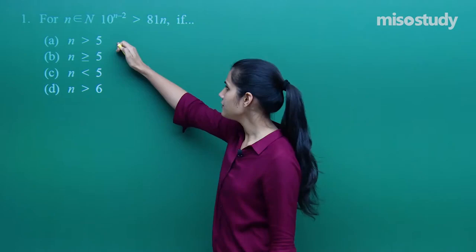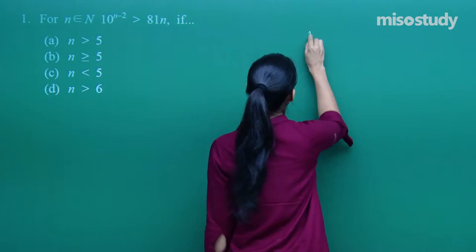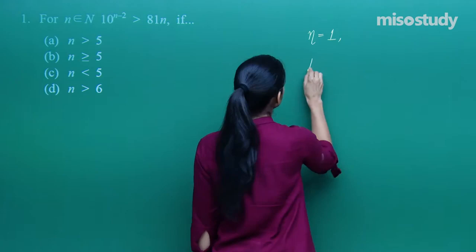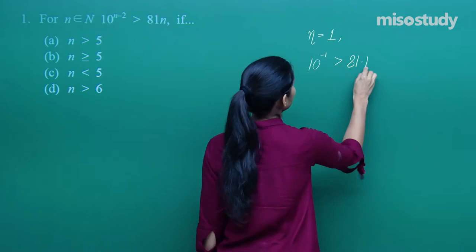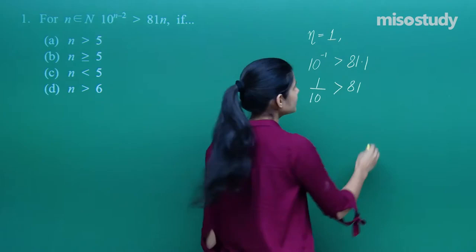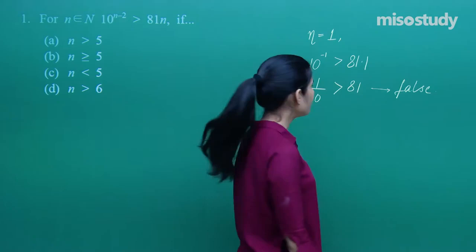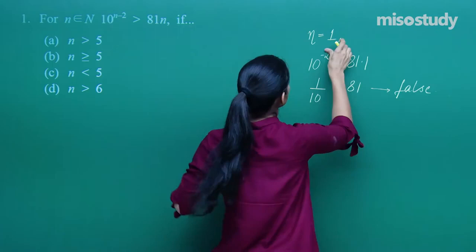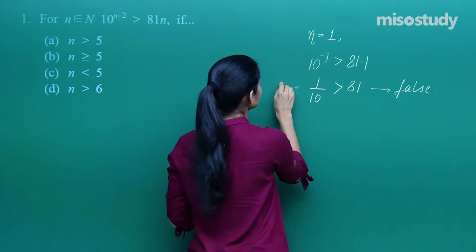Here, if you begin with n equals 1, because that is where natural numbers begin, you see 10 to the power 1 minus 2, that is 10 to the power minus 1, is greater than 81 into 1. That means 1 upon 10, or 0.1, is greater than 81. This is completely false. So for n equals 1, this statement is not true.